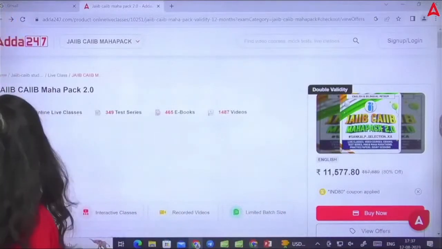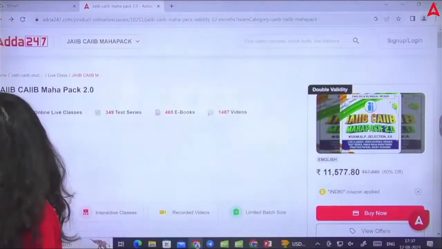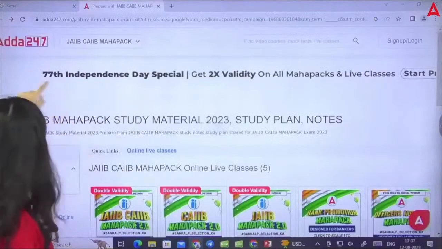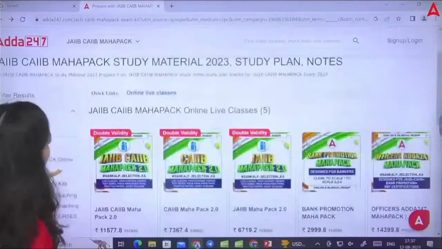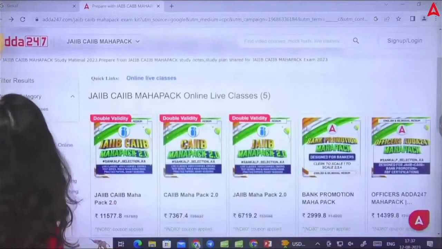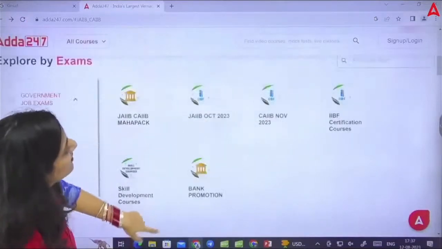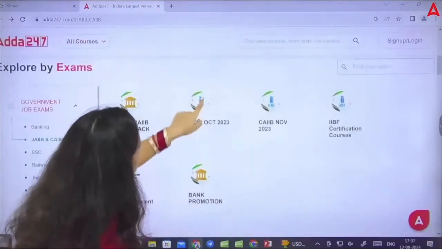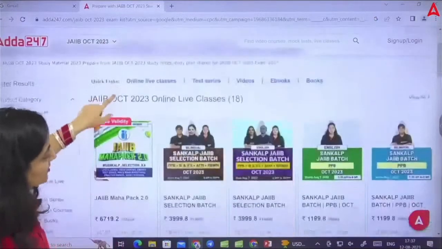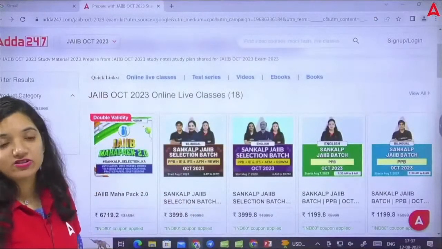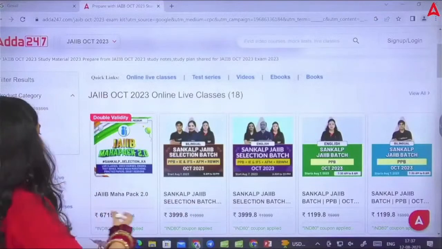Then if you're looking at the other packs, they are also available there. In the area of JIB and CIB, the other things are provided here. The JIB October 2023 batches are available. Individual subjects are also available. So you can look forward to any of our batches.